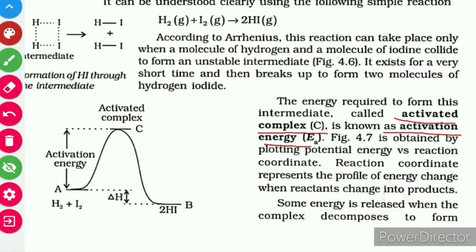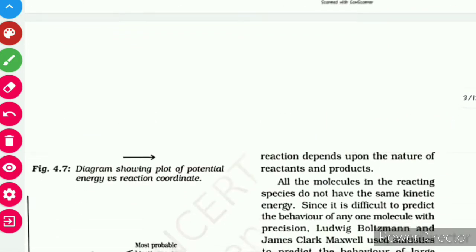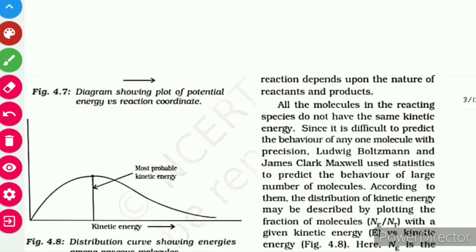As you know, the energy required to form this intermediate, called the activated complex, is known as the activation energy. The figure on the side is obtained by plotting potential energy versus reaction coordinate. The reaction coordinate represents the profile of energy change when reactants change into products. Some energy is released when the complex decomposes to form products. The reaction depends upon the reactants and products.